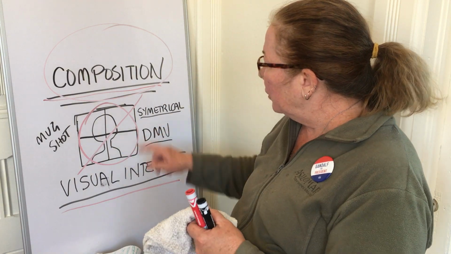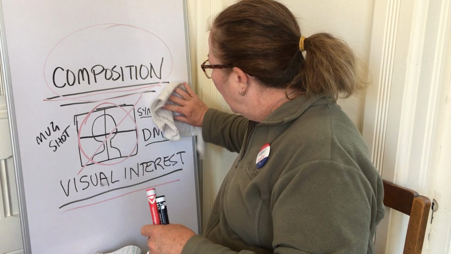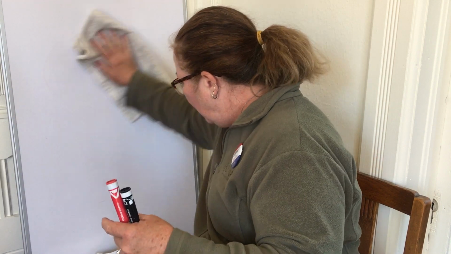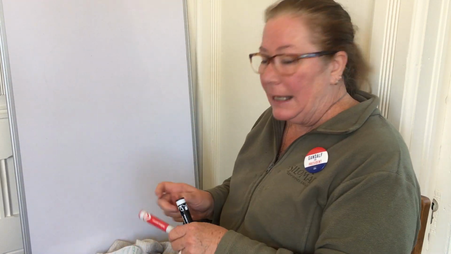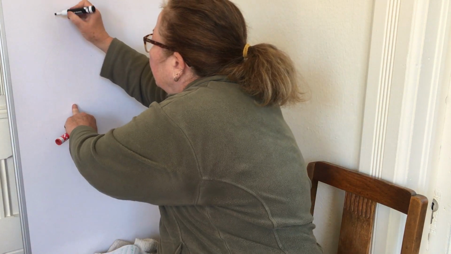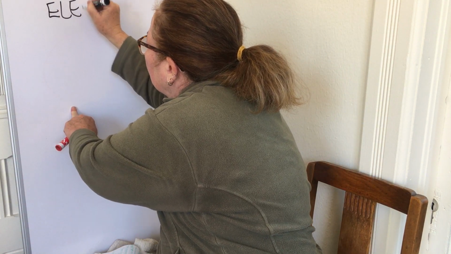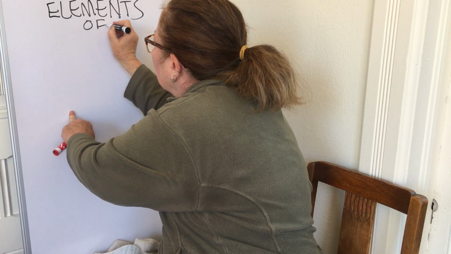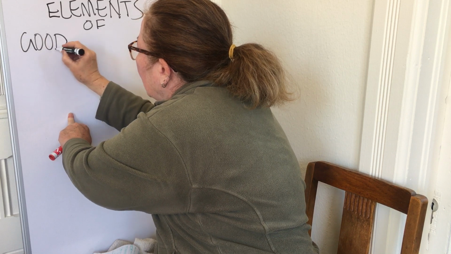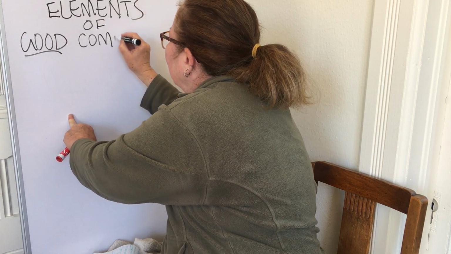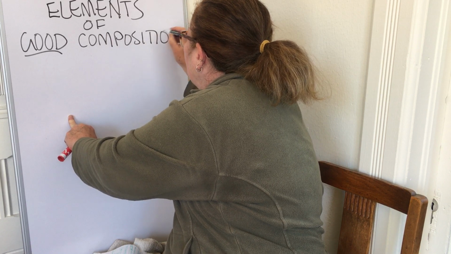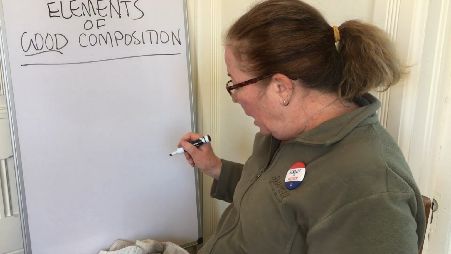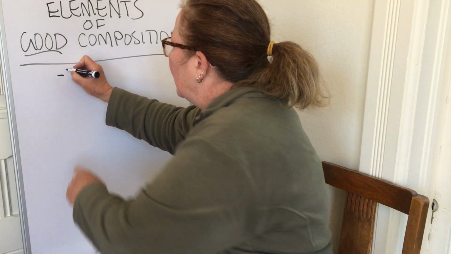So symmetrical balance can be really boring, and we want our photographs to have a really good visual interest. That's super important in photography. So let's talk about the 8 elements of good composition. Maybe I should say great composition. So as we're talking about this, the elements of good composition consist of 8 things. The first one is unity.